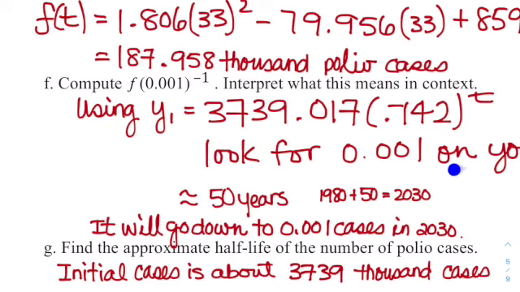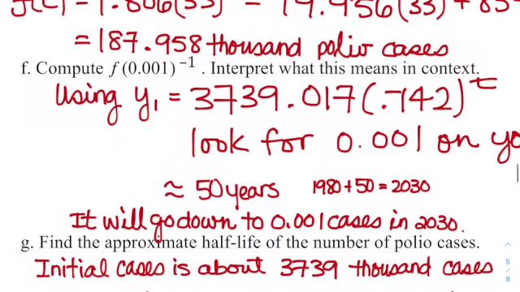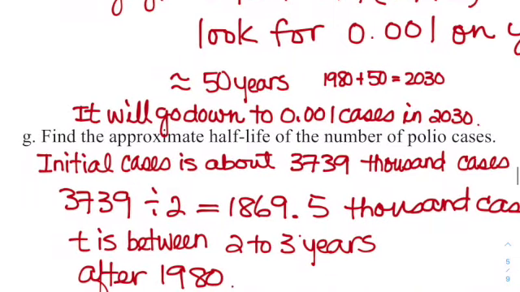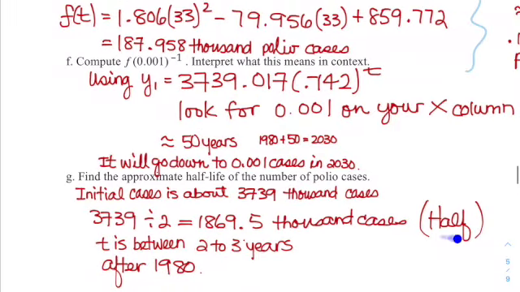1,869.5 thousand cases. I'm using the little table again, using the equation previously already entered. I scroll around. The t comes down to be between 1869, between the second and the third years after 1980. So therefore, that is a half-life of 2 to 3 years. The decrease of the polio cases goes down by half every 2 to 3 years.